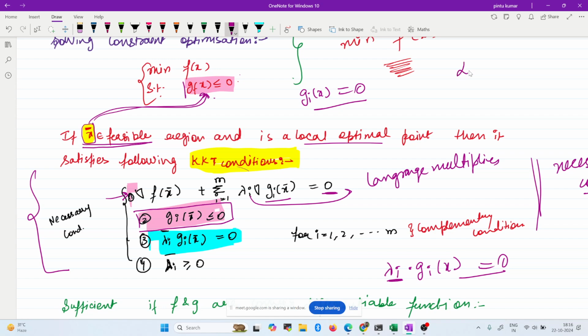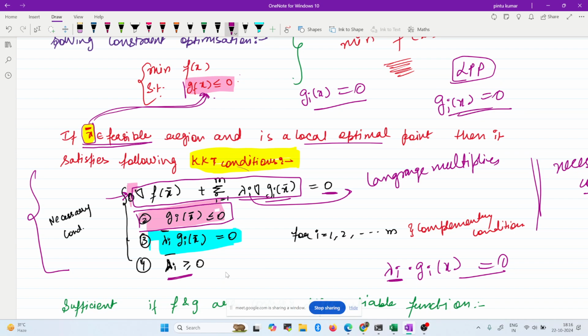So whenever you study LPP or those kind of things, then you will appreciate that they are just looking at the active constraints. So the first condition, they want to satisfy only on the active constraint, that is where your g i of x is equal to 0. Okay. And the last condition is pretty simple. That is lambda i greater than or equal to 0. So these four conditions together make something that is called the KKT conditions.